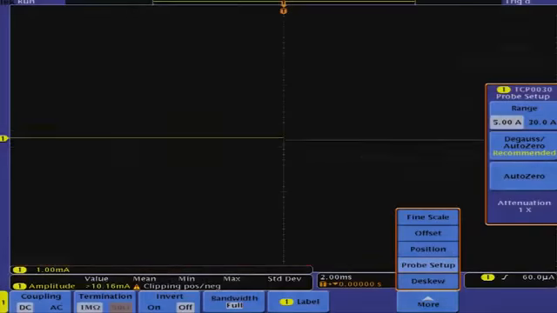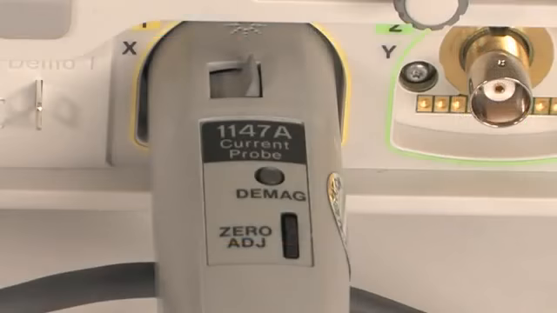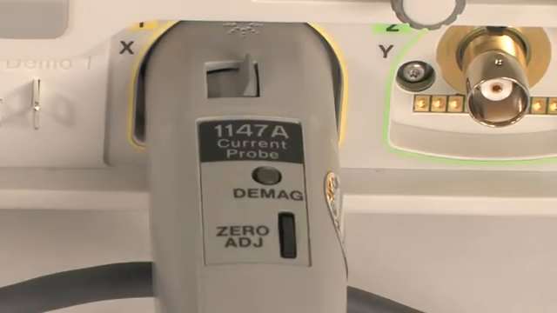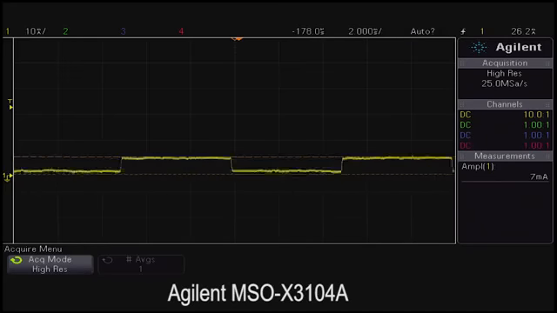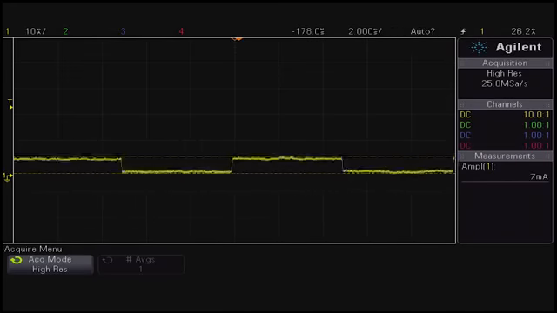The TCP0030 not only provides an overload indicator, but it also provides a visual indicator that a degauss operation is also necessary. When the Agilent current probe and oscilloscope are connected to the same overload signal, we can see that there is no visual feedback indicating that an overload condition occurred, nor is there any indication that a degauss operation may be necessary. This could lead to subsequent inaccurate measurements as troubleshooting continues.